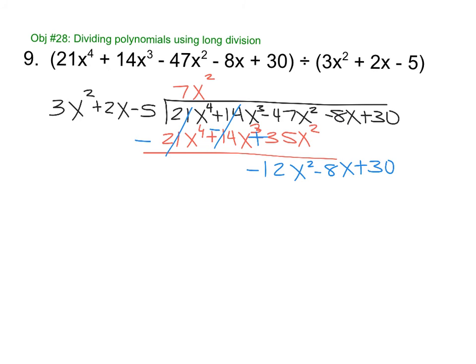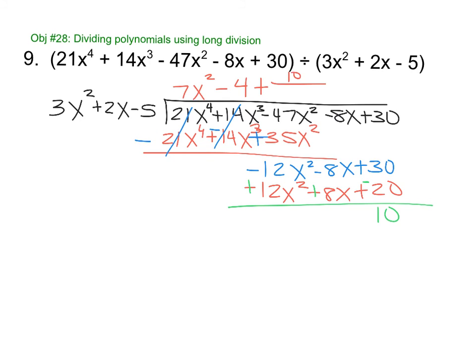So that's minus 4 when we divide. 12 divided by 3 is 4. Negative 12x squared minus 8x plus 20. Change the sign. Plus, minus. So this time my remainder is 10. So then my answer is 7x squared minus 4 plus 10 over 3x squared plus 2x minus 5. That one looks scary. That one wasn't even that bad.